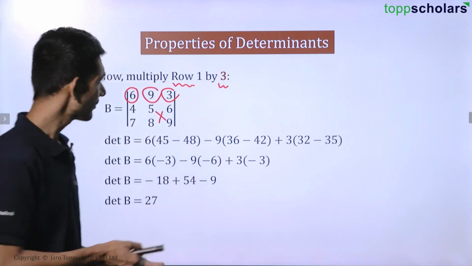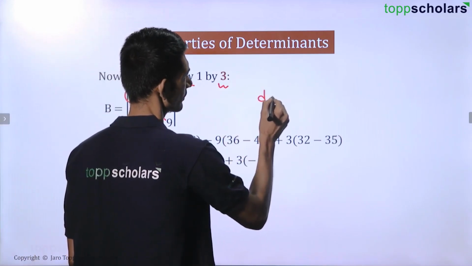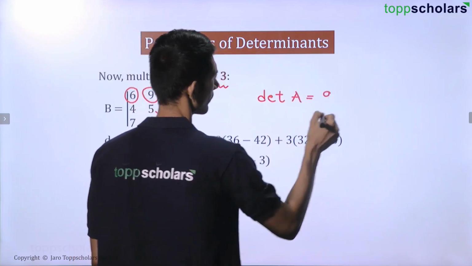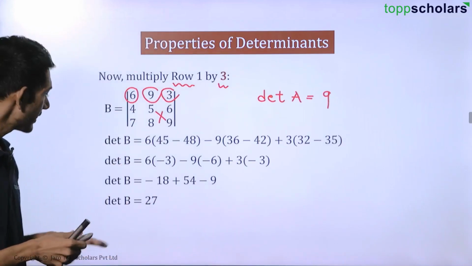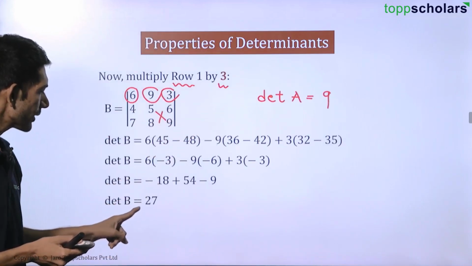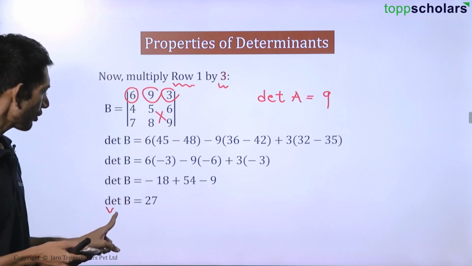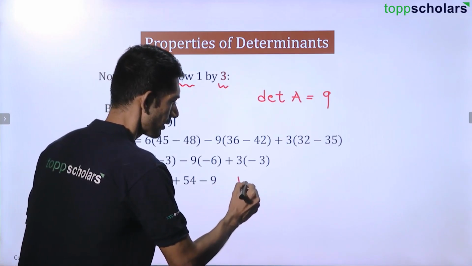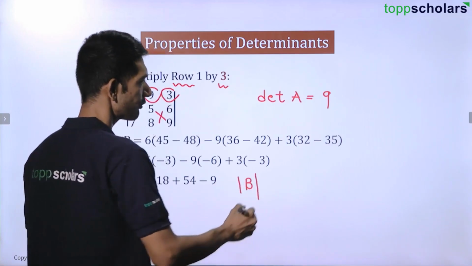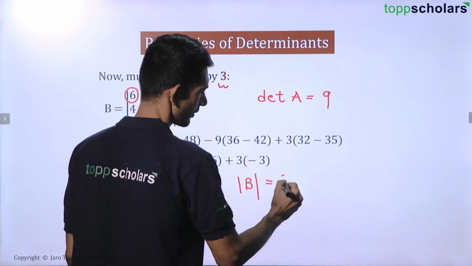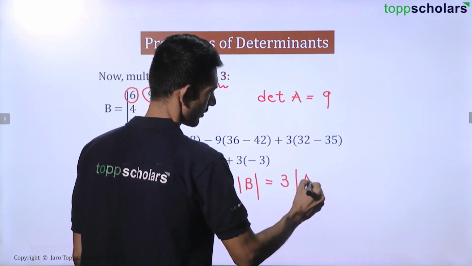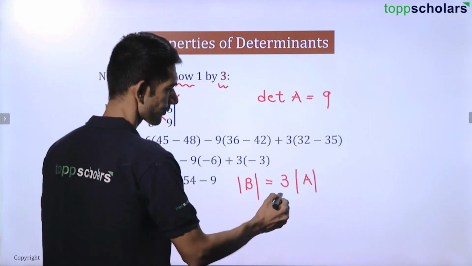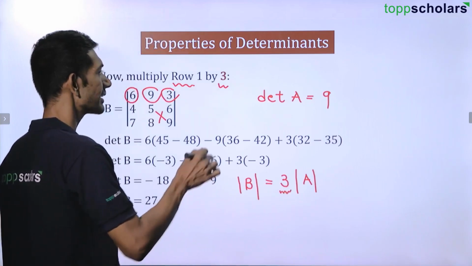What was determinant of A? From the last slide, the determinant of A was 9, determinant of B is 27. Can I say the determinant of B is 3 times determinant of A? I can write down determinant of B is 3 times determinant of A. What is this 3? But this 3 is nothing but the scalar, right?